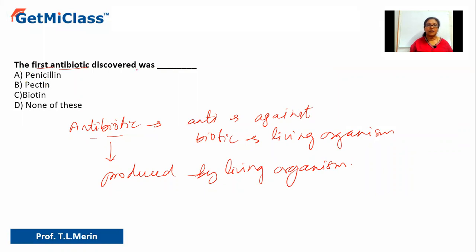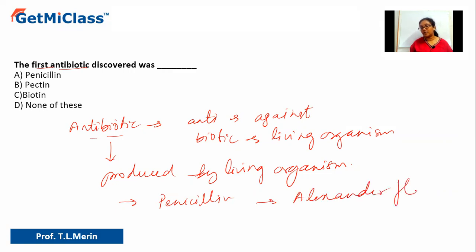Now let us see the first antibiotic that was discovered. Which was the first antibiotic discovered? So if you have to talk about the first antibiotic which was discovered, that was penicillin. It was by a great scientist, that is Alexander Fleming. He discovered this during the 1920s.